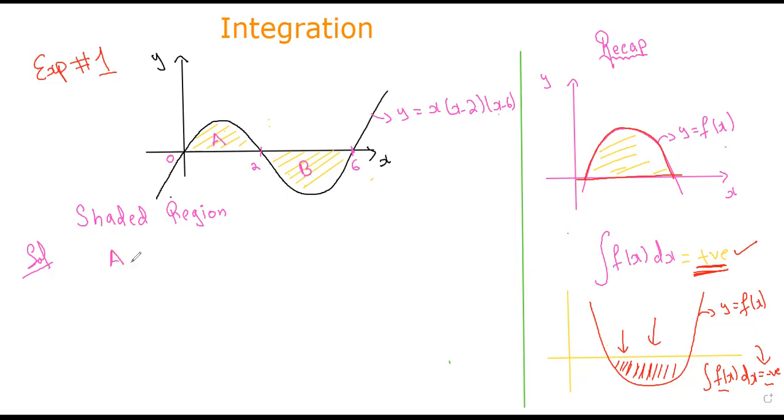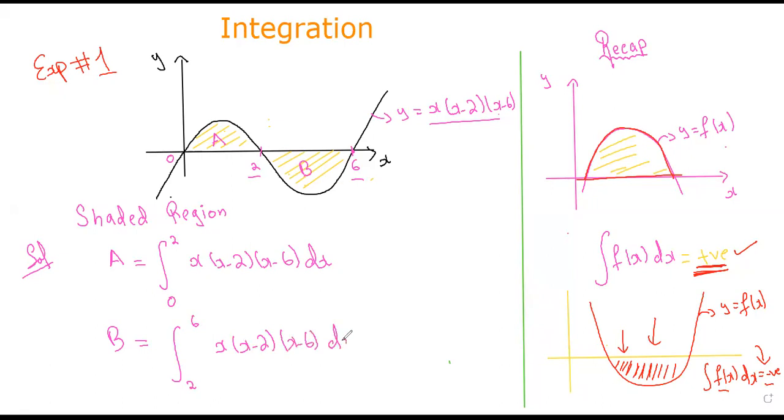For A, we are going to integrate from 0 to 2, and the function is x(x minus 2)(x minus 6) with respect to x. And then for B, you are going to integrate from 2, because that is the smaller limit, to 6, the upper limit, with the same function dx. Whatever the answer is for A, it would be positive.